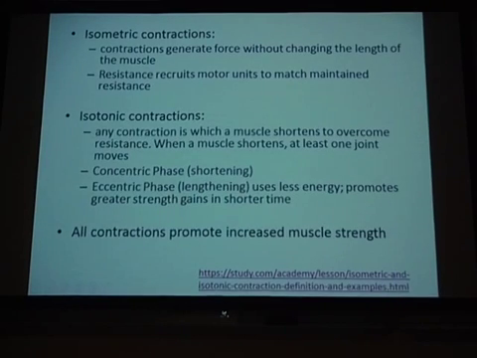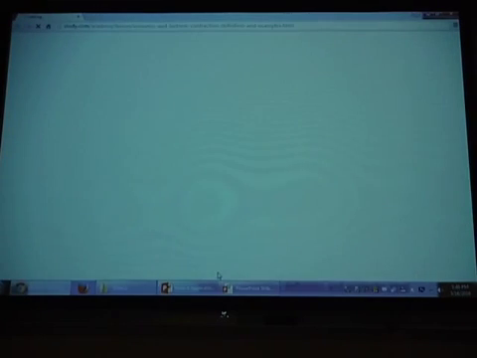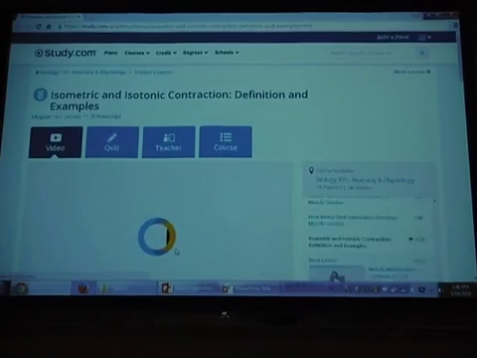And there's two main ways that we classify strengthening. Those are isometric and isotonic contractions. And not being a really good muscle physiologist, I'm going to let this tutorial walk you through those two different types.